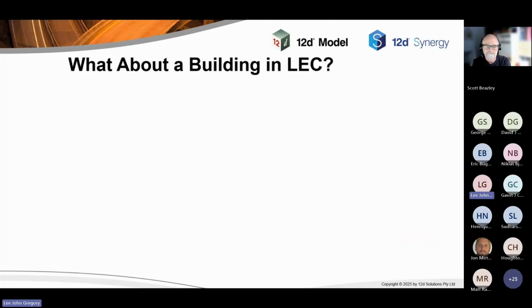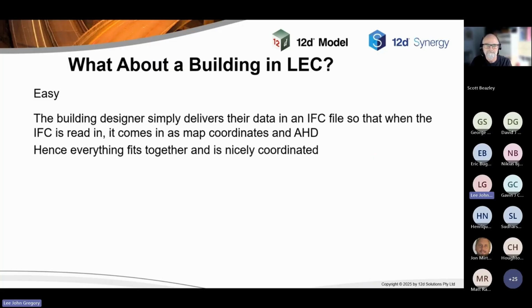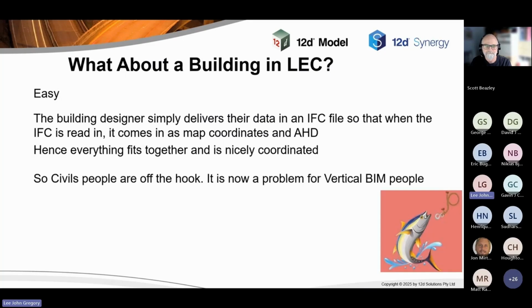What about local engineering coordinates? Basically, that's just like building people, no problem at all. That's very easy. The building designer in local engineering coordinates just has to figure out, when the data is being read in, how it comes into map coordinates. Simple as that. But for us civils people, it's fantastic. We're now off the hook. All our work is done in map coordinates, it's up to the vertical BIM people to figure out how they get their data across to us.